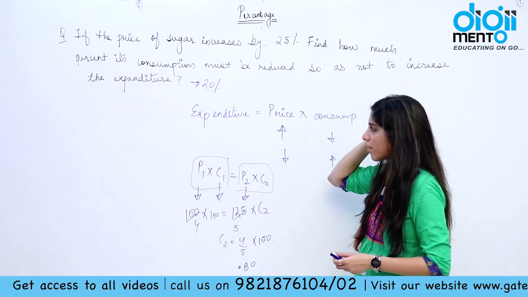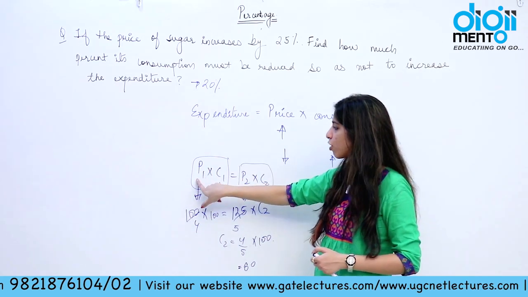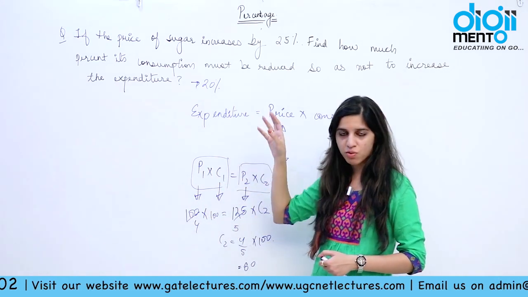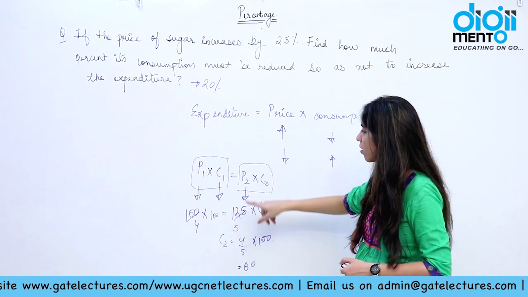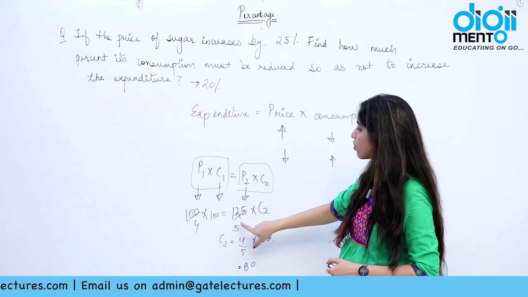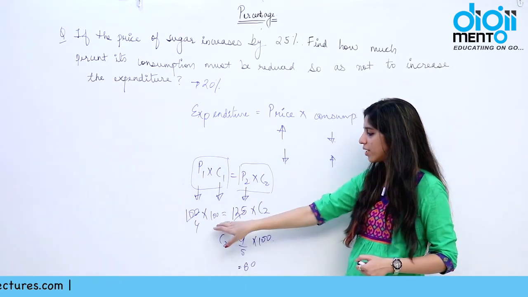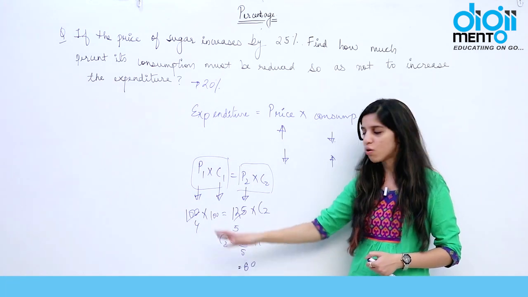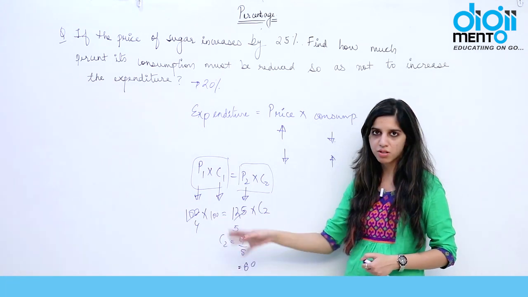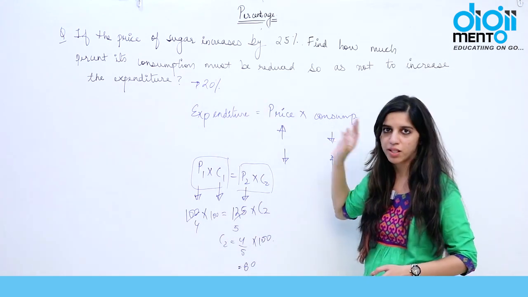Fine. So what we have done is that this product is going to be constant. Initially we assume both of these values to be 100 because we are working with percentages. Now if this was 100, and the price increased by 25%, the price became 125. Accordingly consumption became 80. Already it was 100, now it became 80. So this decrease of 20 is going to be the answer, 20%.